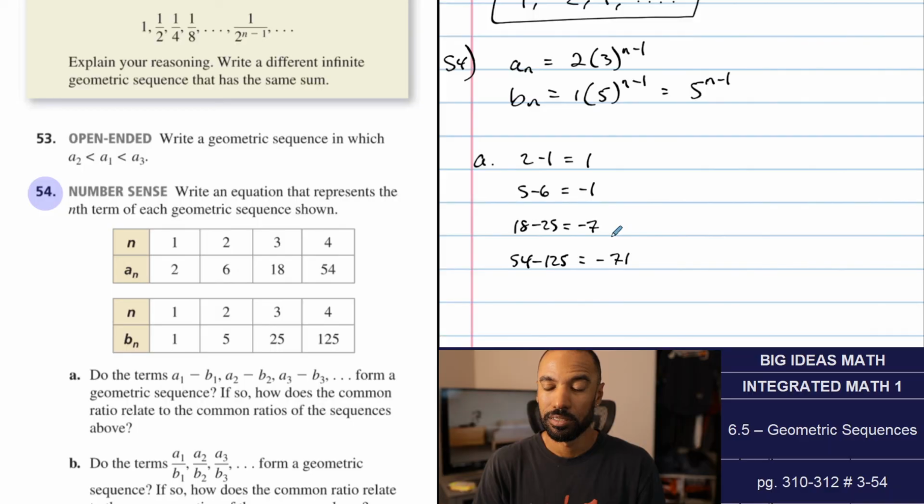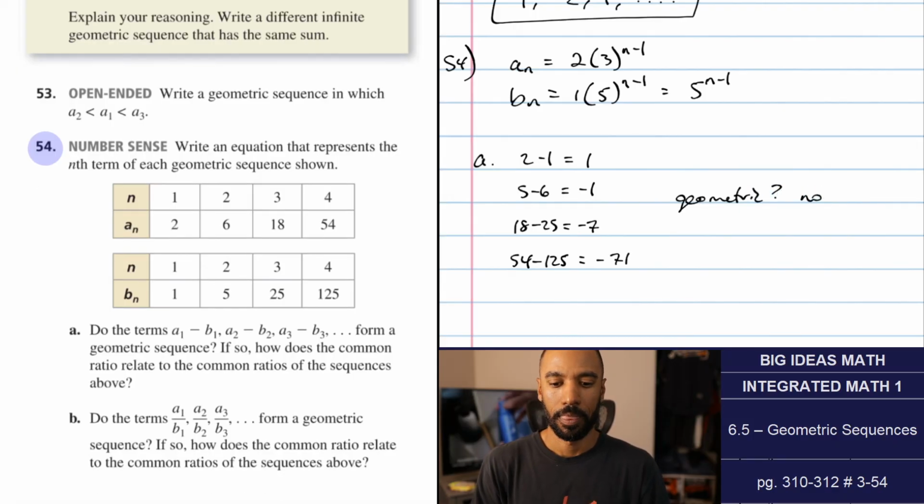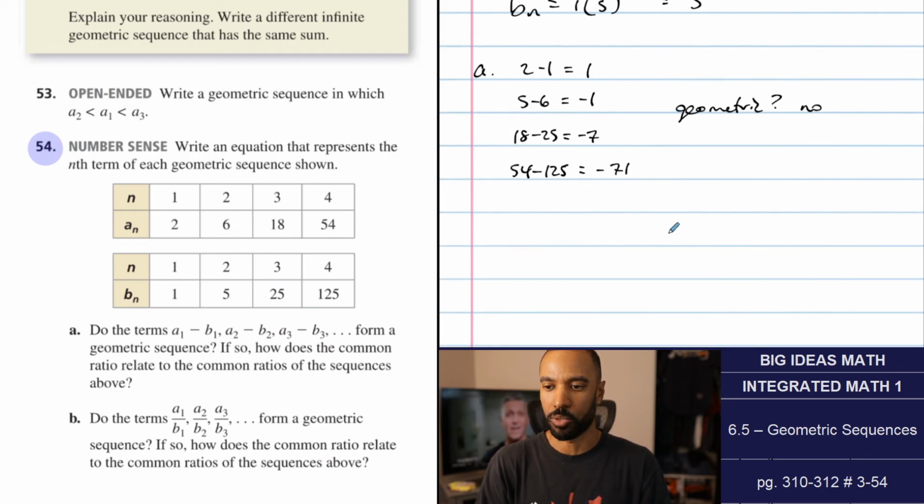Yeah? I think -71. Is it geometric? No. No. So it said, if so, how does the thing relate? No, not geometric with that.